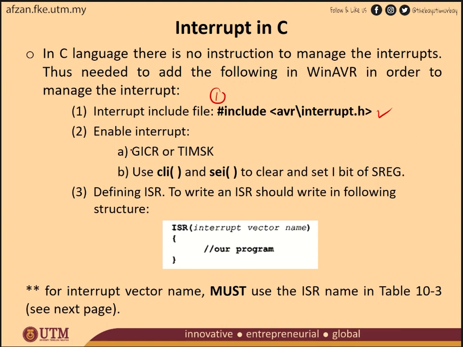Next, you are going to enable and initialize your interrupt by setting the GICR or TIMSK registers. If you are using the INT, you need to initialize at your GICR, while if you are going to use the timer interrupt, you need to initialize it at the TIMSK. At the same time, you need to set the I flag in your status register. So this is how you enable the interrupt: first at the interrupt register, the second in your status register, where you initialize your interrupt globally at the I flag.